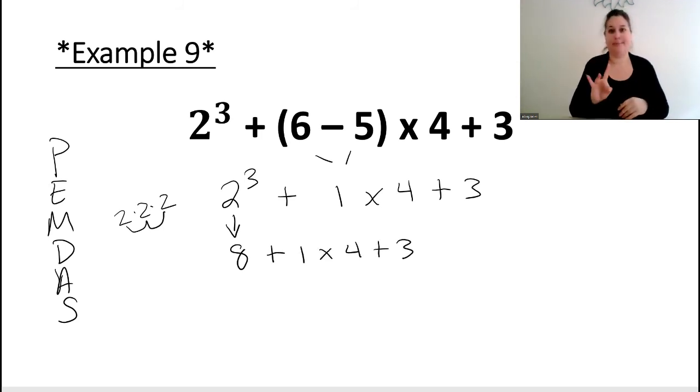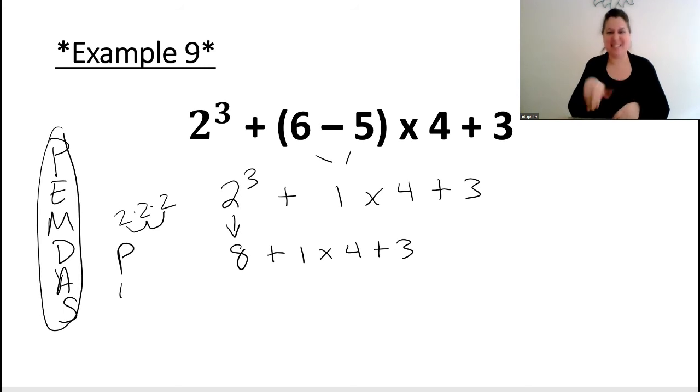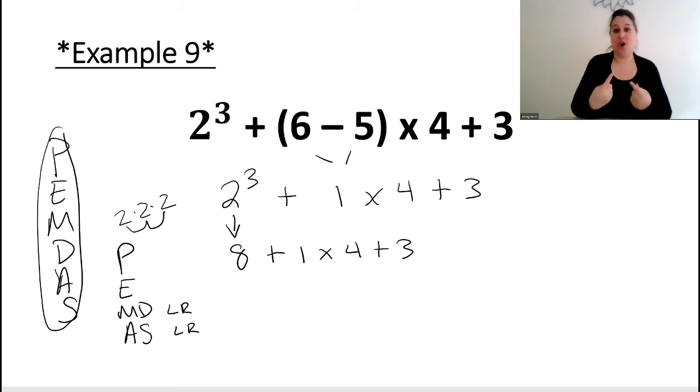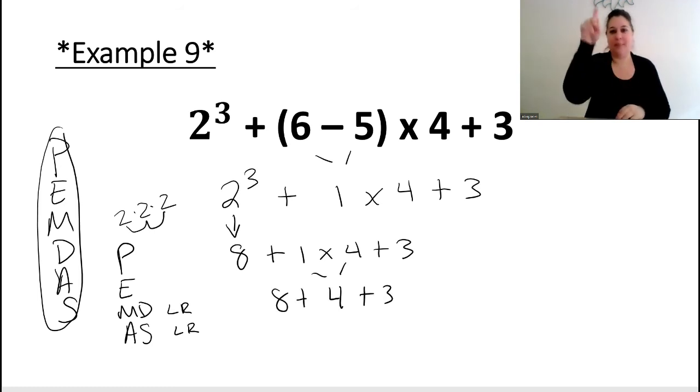Okay. Now, are there any more parentheses? Nope. Any more exponents? Nope. Any multiplication or division? Yes. And it's funny because look at the way I wrote PEMDAS. I've been writing it like this the whole time. The MD next to each other and the AS. Just to help remember left to right, left to right. Okay, so there is multiplication. So 1 times 4 is 4. Bring everything else down.